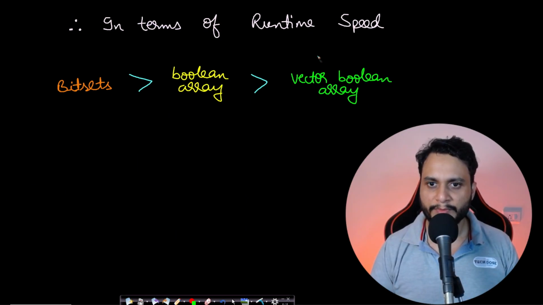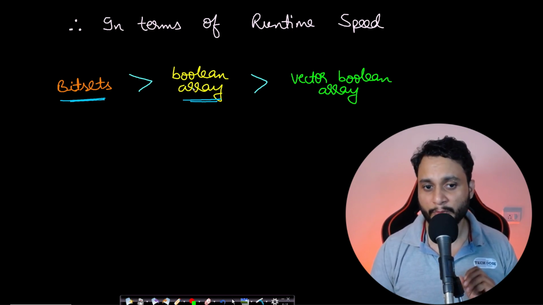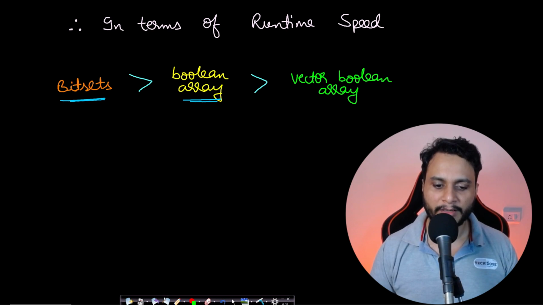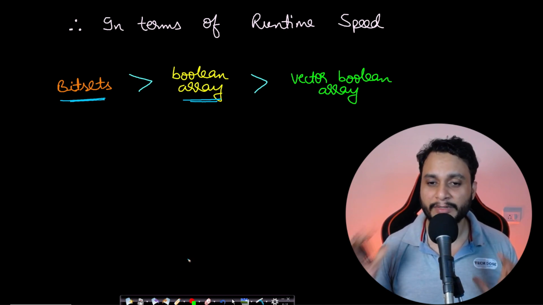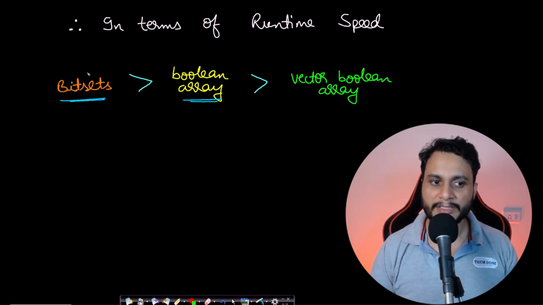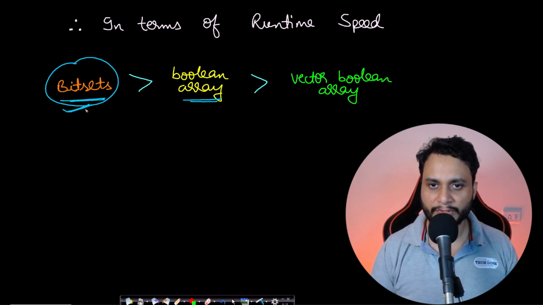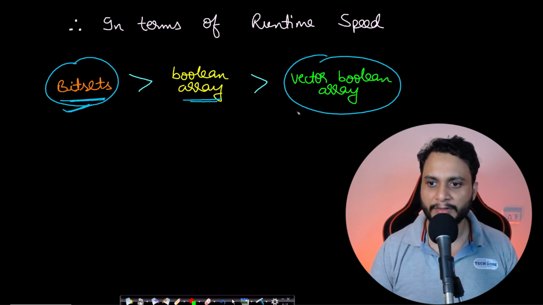So in terms of speed we can see that bitsets will be the fastest, and boolean array will be faster than the vector array, right? So I hope this should be clear by now in terms of space as well as time. In terms of space, bitsets are the most space efficient along with the vector array, but boolean array is taking 8 times more space. But in terms of time, bitsets are the fastest along with the boolean array, but vector boolean array is the slowest.